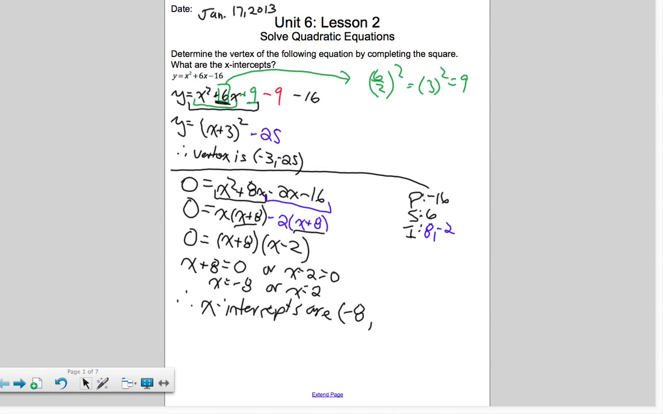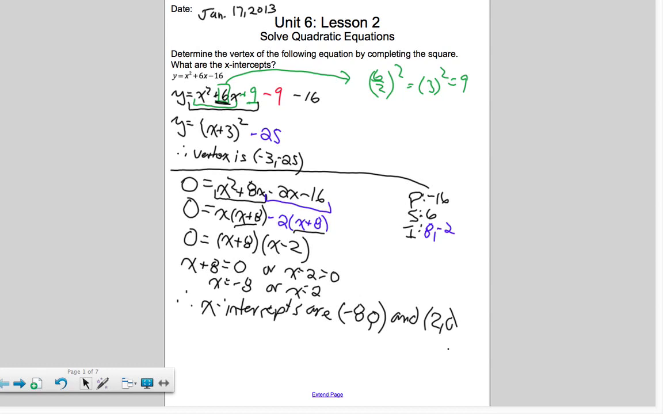And that makes sense, right? That's what x-intercepts are. We plug in this value for x, our solution should be 0. What if it was 2? Let's do the same thing. What's 2 squared? 4. 4 plus 6 times 2 is 12. So 4 plus 12 is 16. Minus 16, we get 0. So that's how you check that we get our x-intercepts correct.